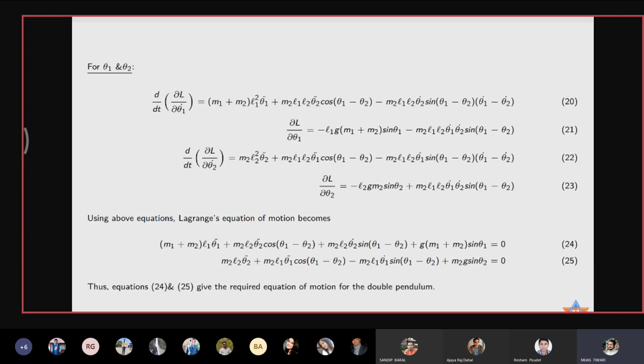If we really change its initial condition, then its equation differs vastly as compared to its previous motion. Thus equations 24 and 25 give the required equation of motion for the double pendulum. Thank you.